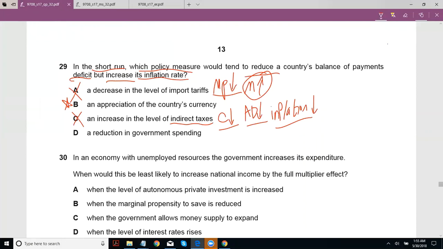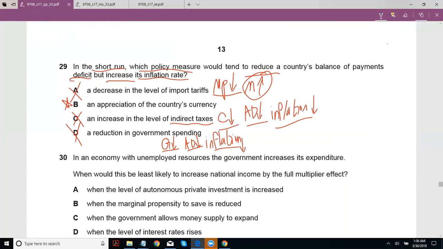A reduction in government spending. Again, I don't see a direct link with balance of payments, but with your inflation rate, a reduction in government spending clearly decreases AD, and so your demand pull inflation at least will go down. So you can cross a reduction in government spending out as well, which leaves you with B.